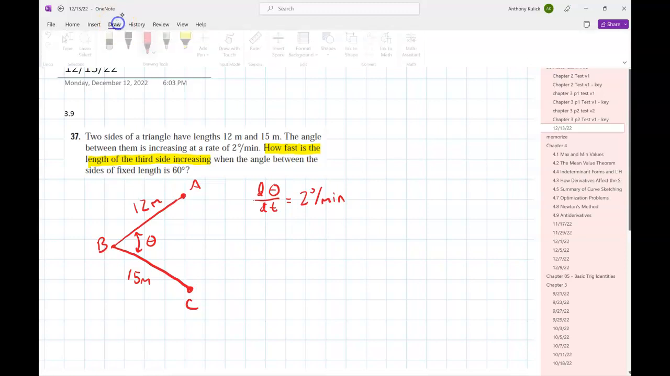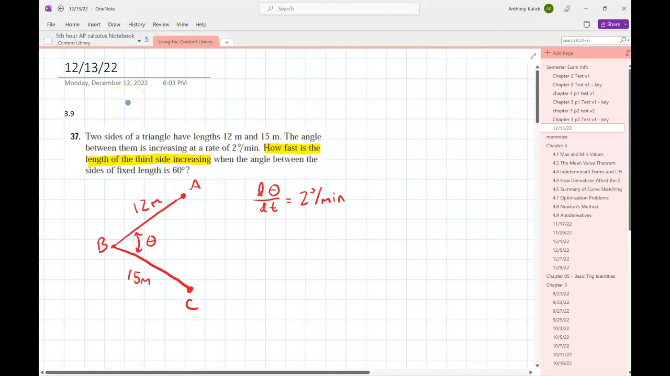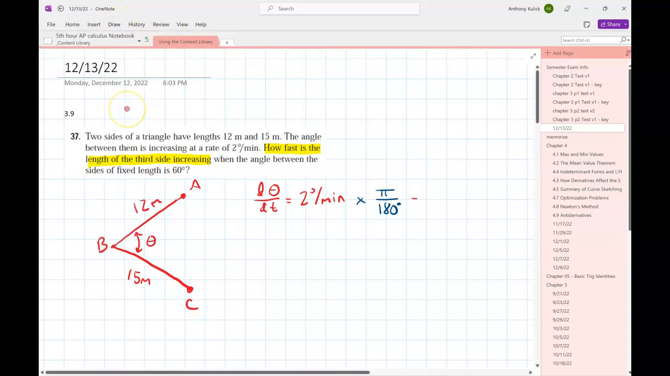Now I'm going to recognize immediately that when doing any of these related rates problems, I would prefer this to be in radians. So my conversion formula to go from degrees to radians is pi over 180. So when I do that, I get pi over 90 radians per minute.